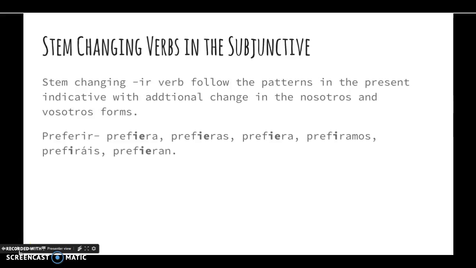And then stem changing IR verbs follow the same pattern as they do in the present indicative form, but they have additional changes in the nosotros and the vosotros form here in the subjunctive. So preferir: this E becomes an IE in the yo, tú, él, usted form, but that E right here changes to an I in the nosotros and vosotros form, and then it goes back to the IE in the ellos, ellas, ustedes form. So prefiera, prefieras, prefiera, prefiramos, prefiráis, prefieran.